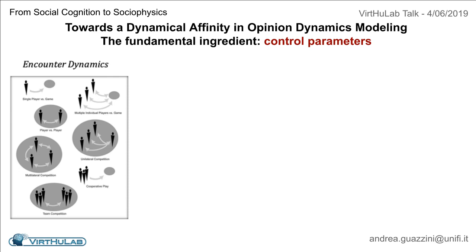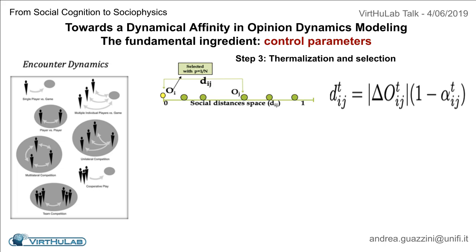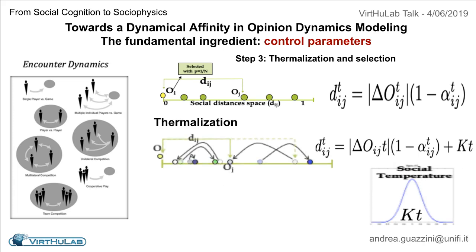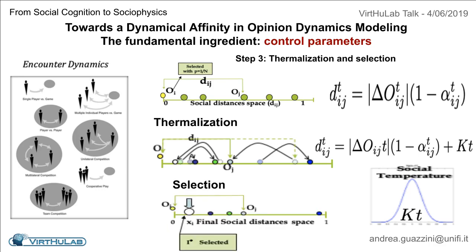In order to accomplish this task, step 3 starts by considering the social distances space of the subject i. Then it applies a physical white thermalization to the system, namely adding a Gaussian distributed perturbation of the nodes' positions, with average value of 0, and a standard deviation equal to kT. Finally, after the thermalization phase, the final step of the recipe is the selection of the nearest agent to i within its perturbed social distances space.